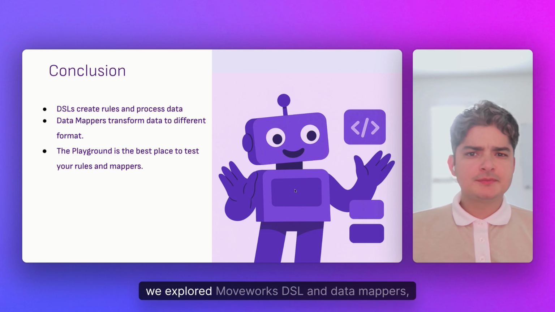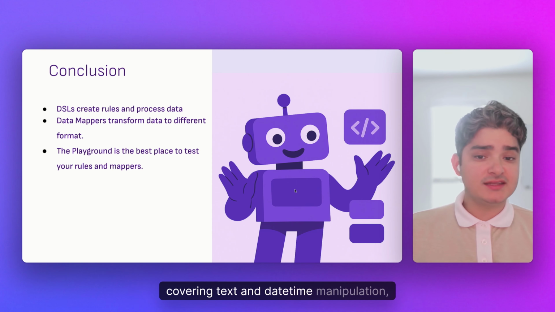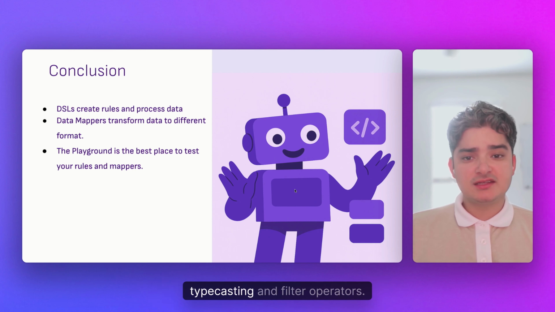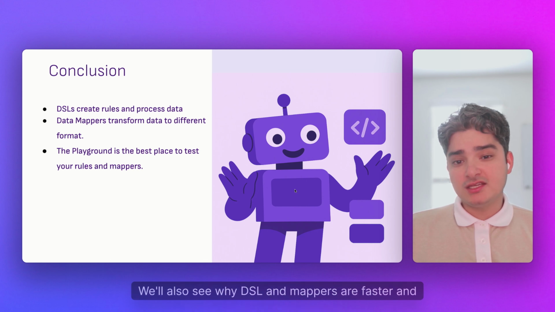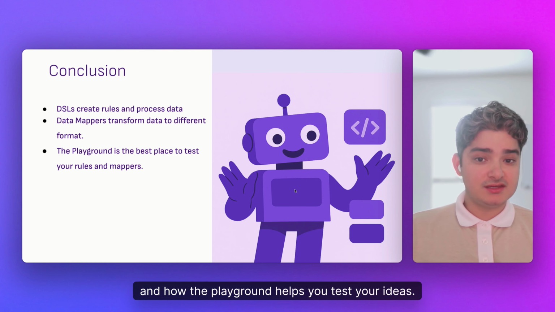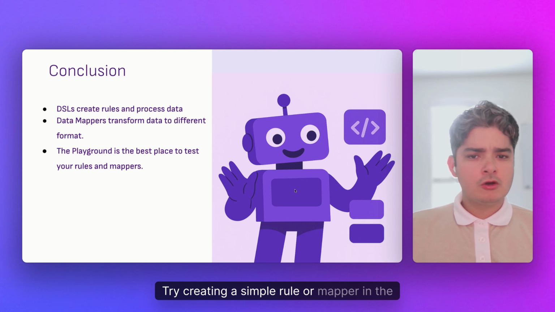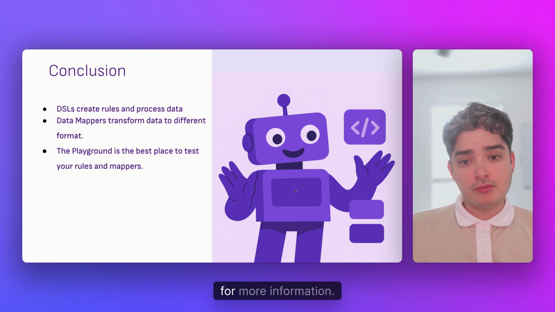To recap, we explored Moveworks DSL and data mappers, covering text and datetime manipulation, typecasting, and filter operators. We also saw why DSL and mappers are faster and easier than Python, and how the playground helps you test your ideas. Try creating a simple rule or mapper in the playground and check out the DSL and data mapper reference for more information.